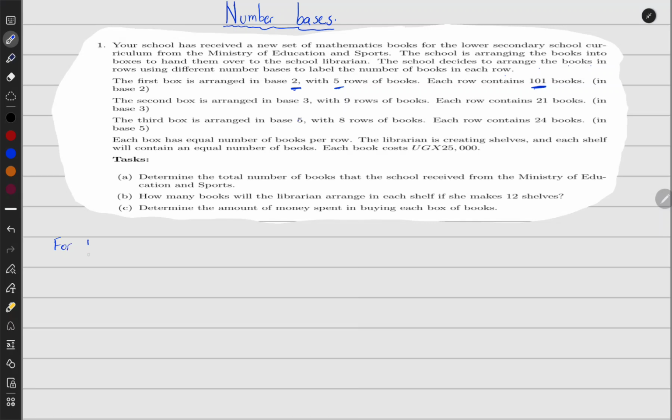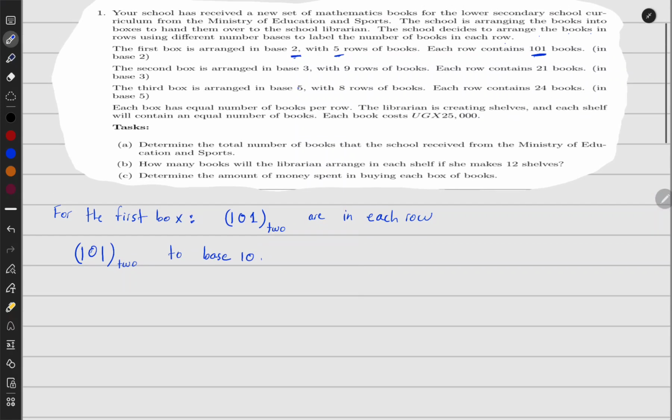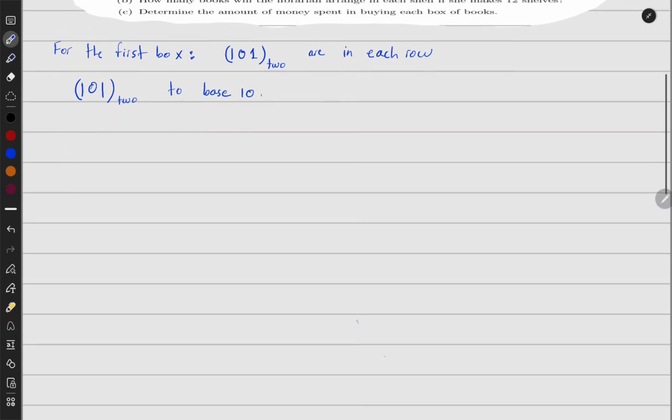So for the first box, I have to convert 101 base 2 to base 10, since these are the books in each row. So how do I do it? This is basic. I know many of you know it already.